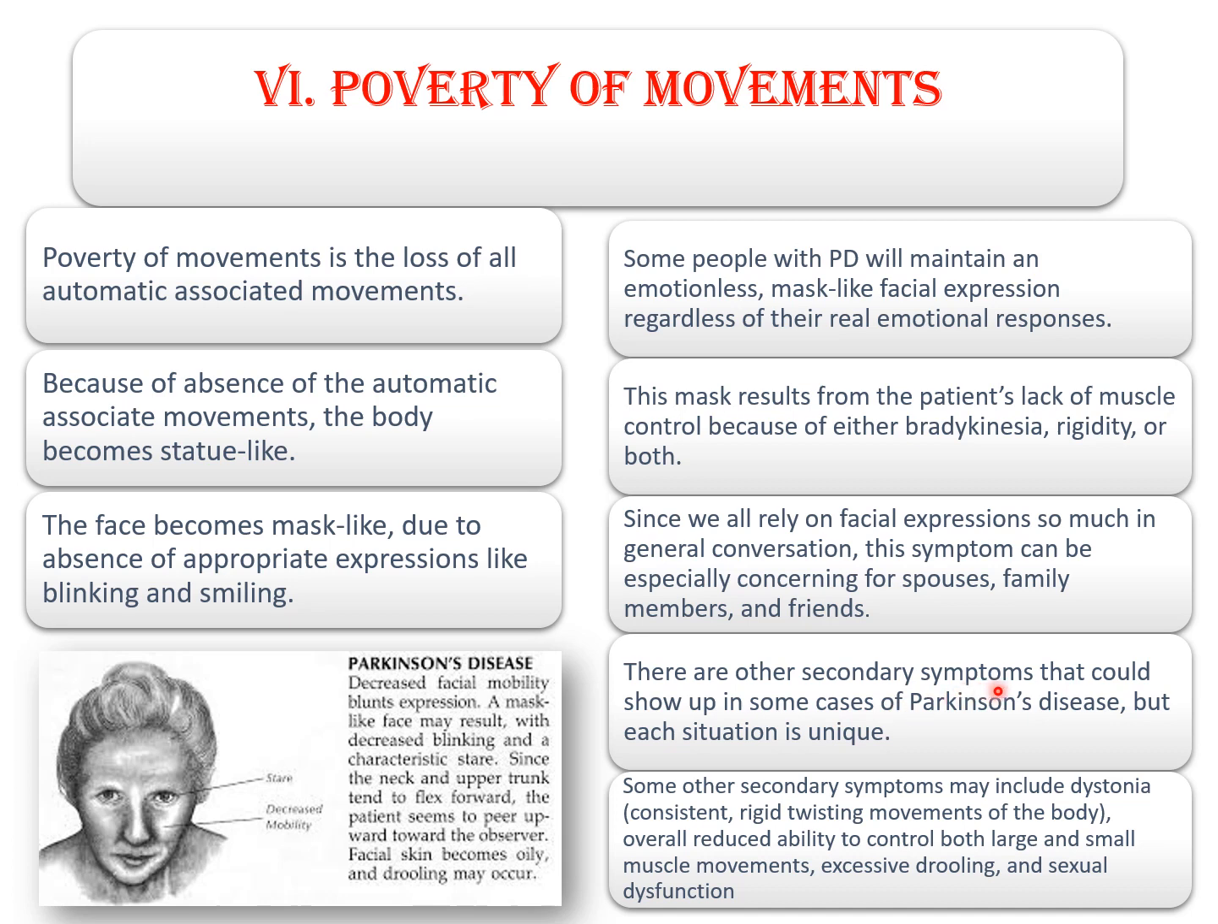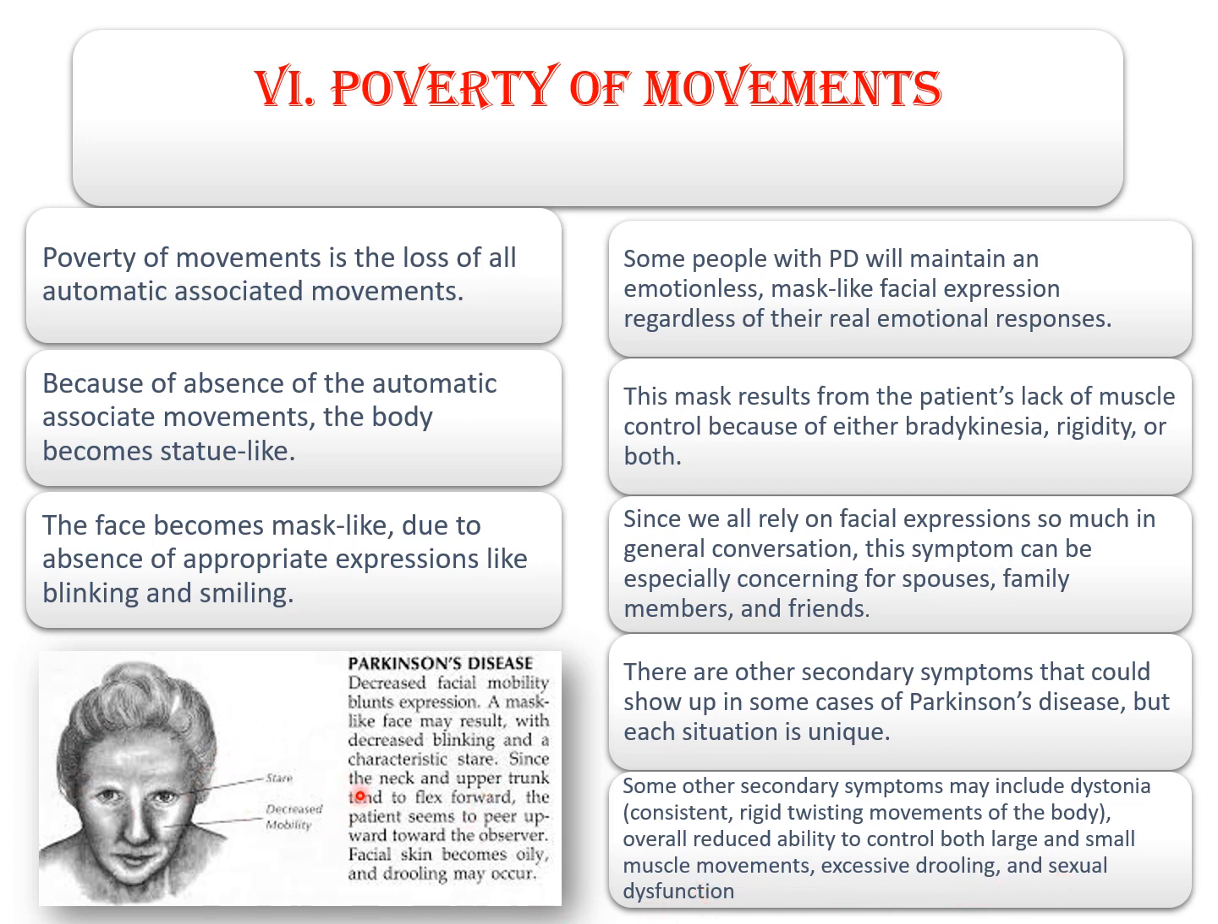And there are other secondary symptoms that could show up in some cases of Parkinson's disease, but each situation is unique. Some other secondary symptoms may include dystonia, that is rigid twisting movements of the body, overall reduced ability to control both large and small muscle movements, excessive drooling, and sexual dysfunction.